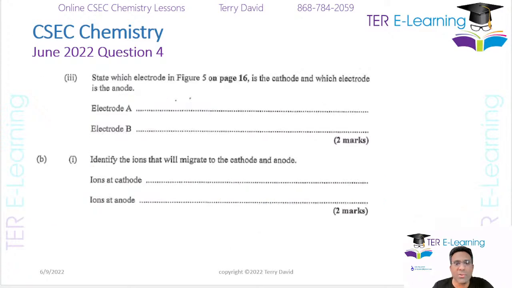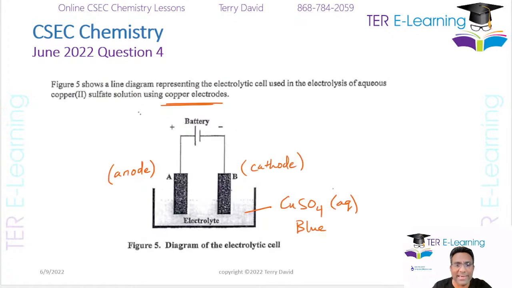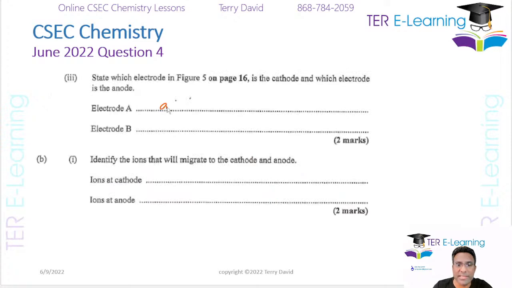Right, let's do the next part now. State which electrode in figure 5 on page 16 is the cathode. Well, I already identified that. I already said that A is the anode. So look, easy 2 marks here. So this is the anode, and this here is the cathode. 1 mark each.